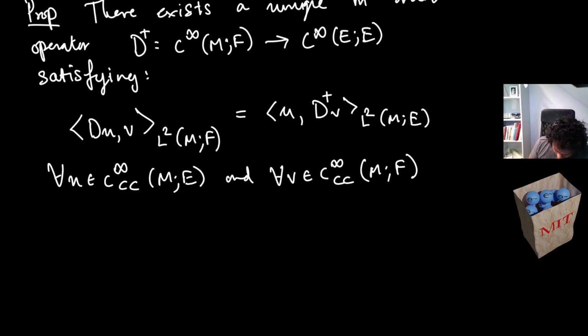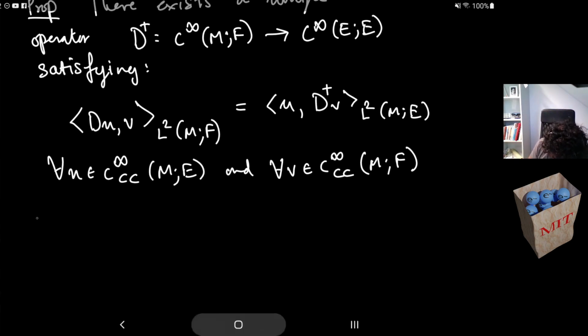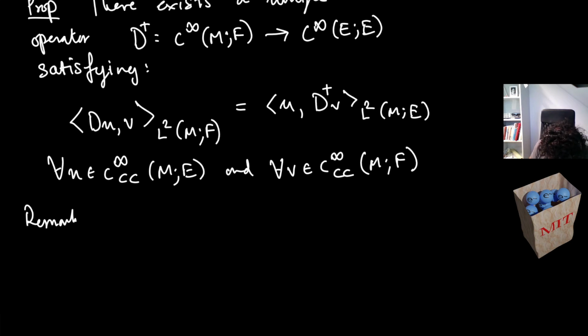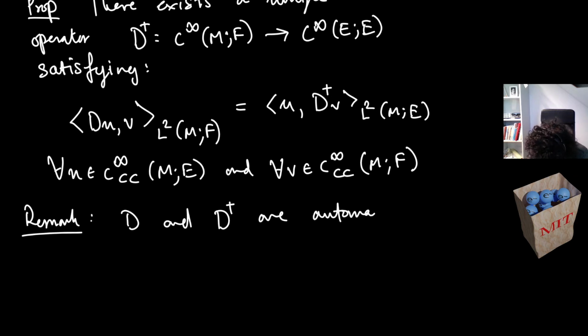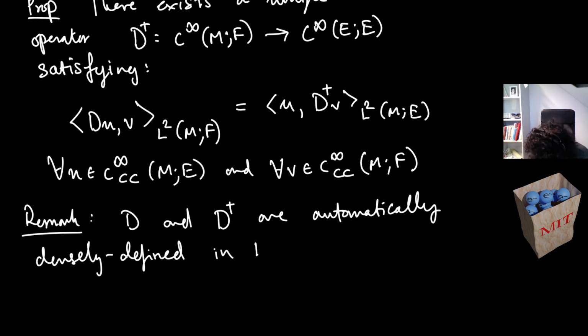So let me prove this. Before I prove this, let me just make a remark, right? The first remark is that D and D dagger are automatically densely defined in L2. That's why I went to the effort of proving this dense definedness in the last section.